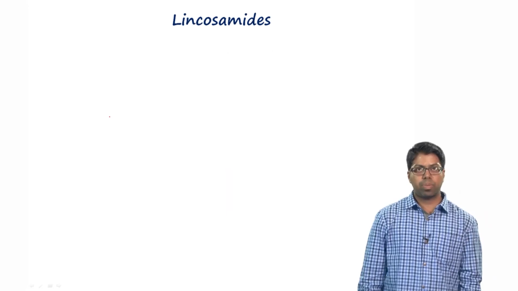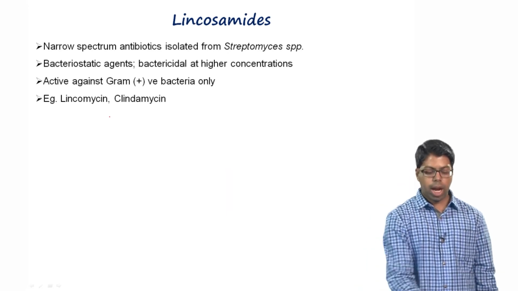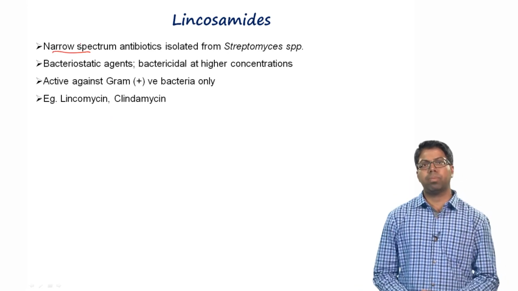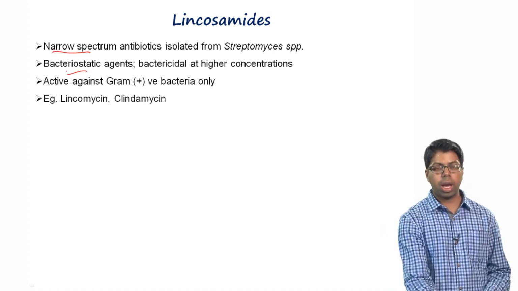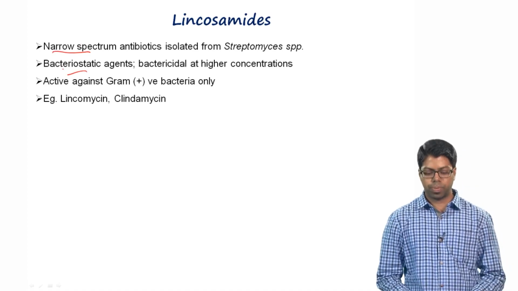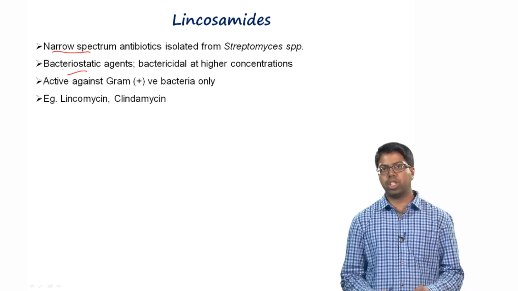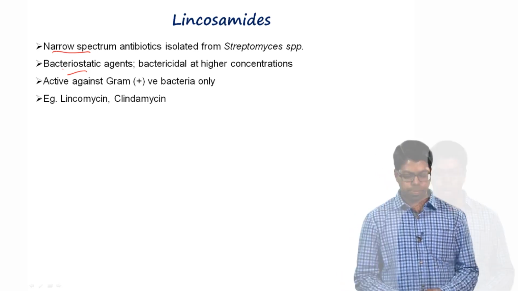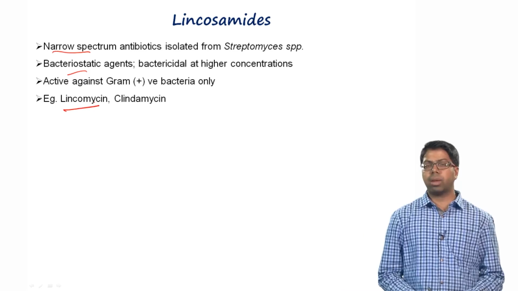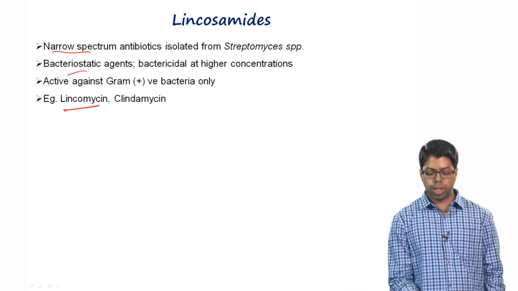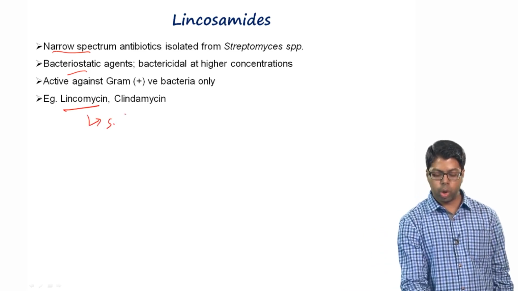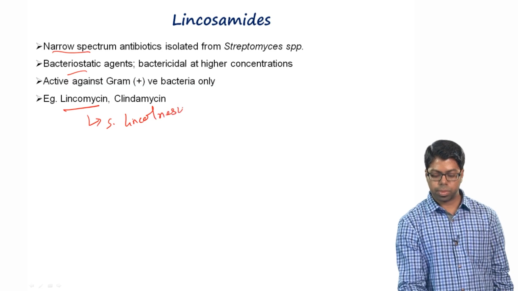Lincosamides are another class of protein synthesis inhibitor. These are narrow spectrum antibiotics which exhibit a bacteriostatic effect at lower concentration and a bactericidal effect at higher concentration. They are active only against gram-positive bacteria, and have very negligible activity against gram-negative organisms. Lincomycin is the prototypical antimicrobial agent of this class, obtained from Streptomyces lincolnensis.